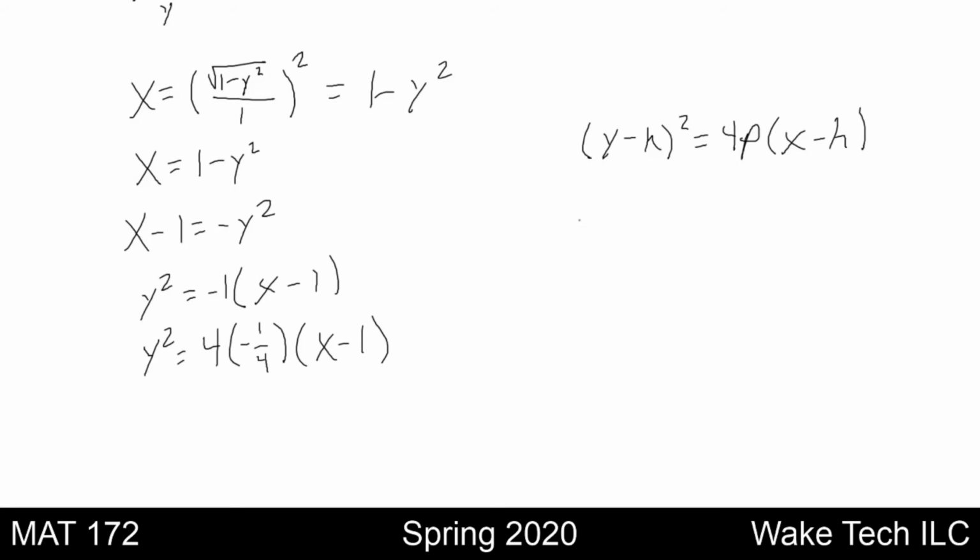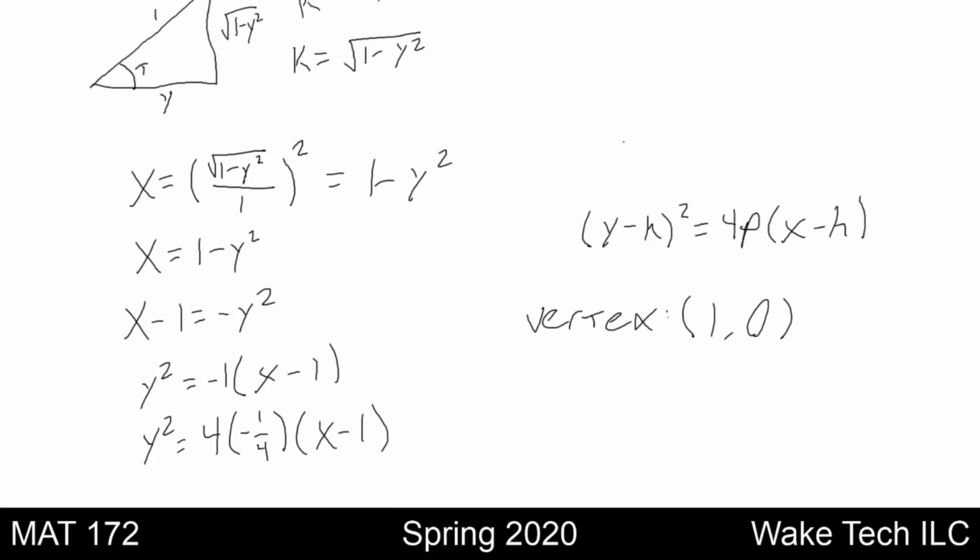The vertex is at h and k, which I notice that k is equal to 0, y isn't being subtracted by anything, but the h is being subtracted, so our vertex is at 1, 0. Our focus depends on p, so p is negative 1/4, and notice that this parabola has the y being squared. That means our parabola either goes left or right. And since p is negative, it's going to go to the left. In other words, in the negative direction.